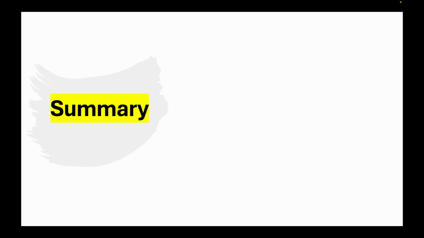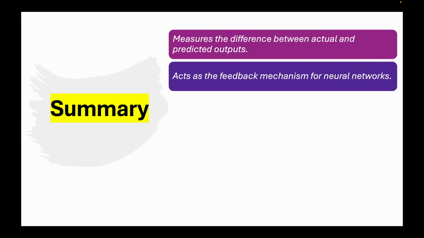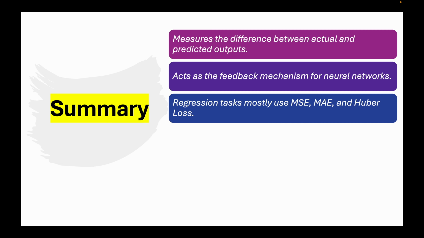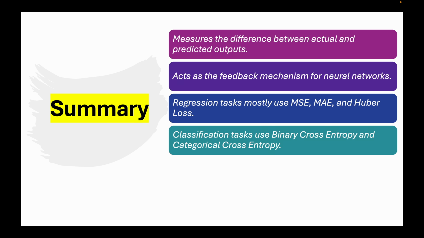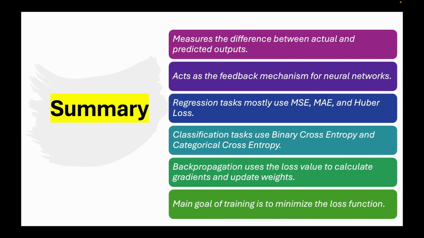Summary. Okay, this was the loss function. We learned that a loss function measures the difference between the actual and the predicted outputs. It acts as the feedback mechanism for neural networks. Regression tasks mostly use MSE, MAE and Huber loss. Classification tasks commonly use binary cross entropy and categorical cross entropy. Backpropagation uses the loss value to calculate gradients and update the weights. The main goal of training is to minimize the loss function. Hence, we can say a loss function tells the neural network how far it is from the correct answer and guides the learning process for better predictions.